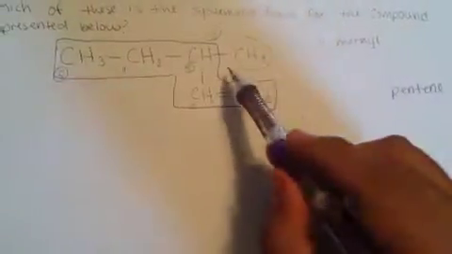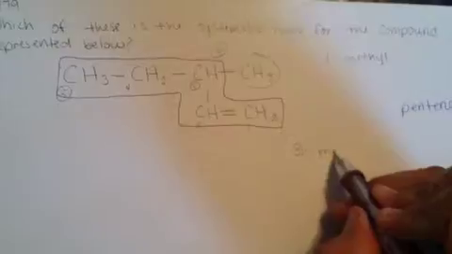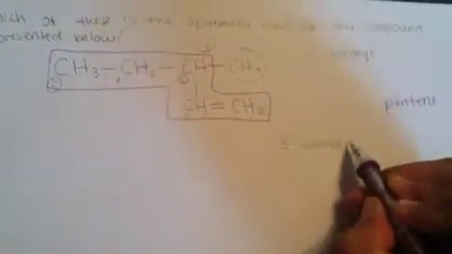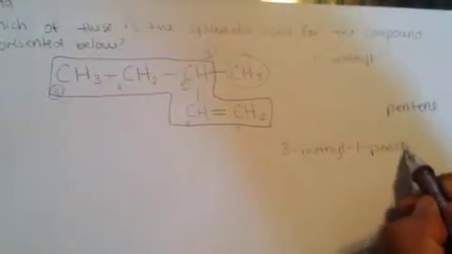Which one is smaller? So it's attached on the third carbon chain, so you know it's going to be 3-methyl-1-pentene. And that's it.